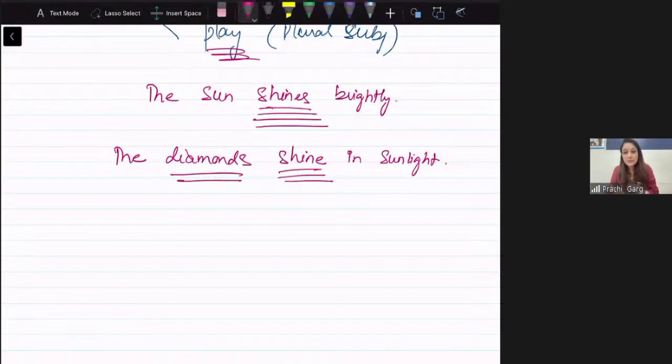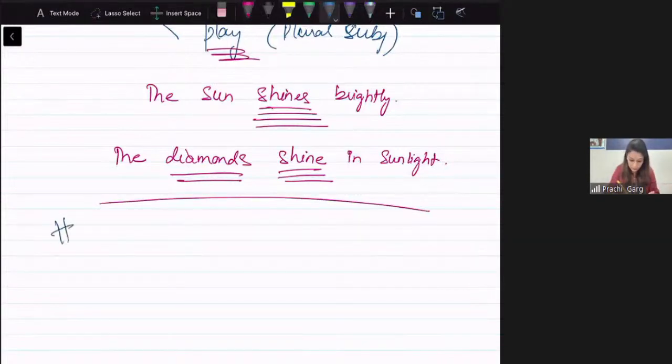The shine will remain shine. Am I getting this? This basic rule. Is it clear? I'll repeat once again. The subject and verb must agree with each other in number. Everything is about number here. Am I clear? Yes. I will write in big bold terms if somebody is still not able to hear me.